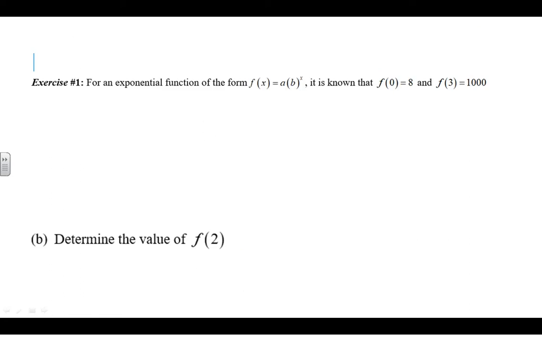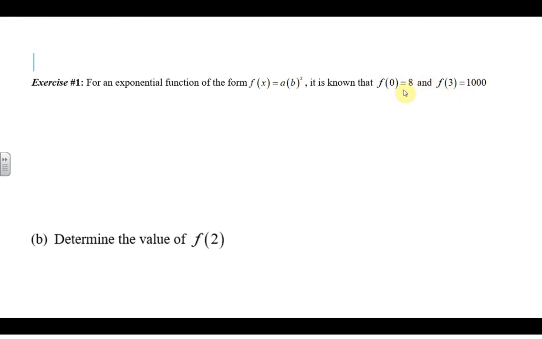All right, so what happens if we say for an exponential in the form of y equals a times b to the x, it is known that f of 0 is 8, f of 3 is 1,000. We want you to find the equation. So let's just remember, we already said that this is going to be the y-intercept, but when you see this f of 0, this is an x value. Whatever's inside the parentheses is the x value, your input. Whatever it equals is your output, that is your y value.